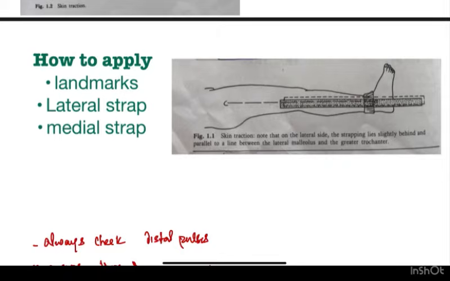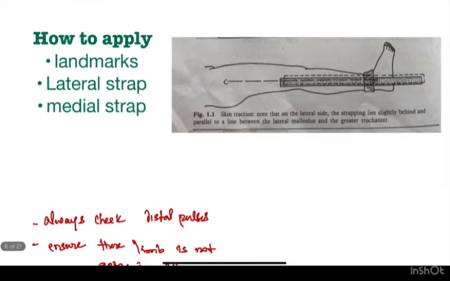Now why encourage the medial rotation of the limb? Because there is a tendency of the limb to rotate externally, and if we do not apply the medial straps and the lateral straps this way, then the limb will remain laterally rotated and there will be a risk of common peroneal nerve injury, plus reduction will also not be attained.